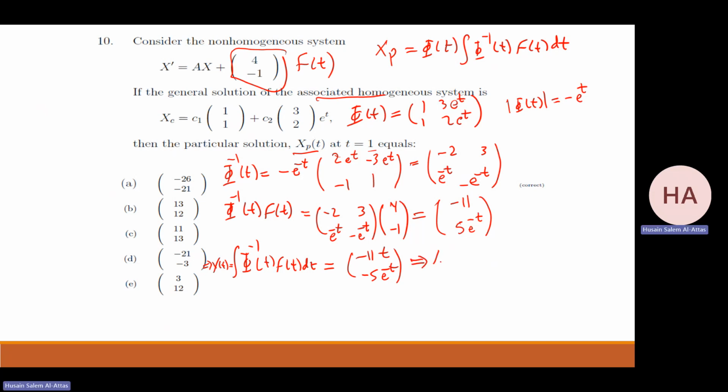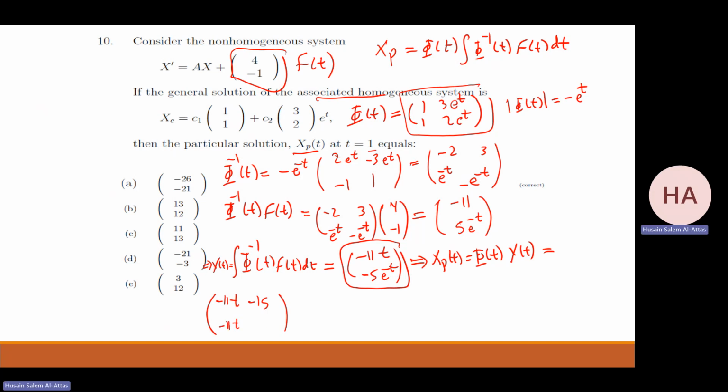Now, what will be xp of t? It will be phi of t times this y, multiplied by this one. So I have 1 times minus 11t, then 3, that is minus 15. E to the power t times e to the power minus t gone. I have then minus 11t again, and this is minus 10. Now, what will be xp at 1? That will be minus 11 minus 15, minus 11 minus 10, which is minus 26, minus 21. Good.